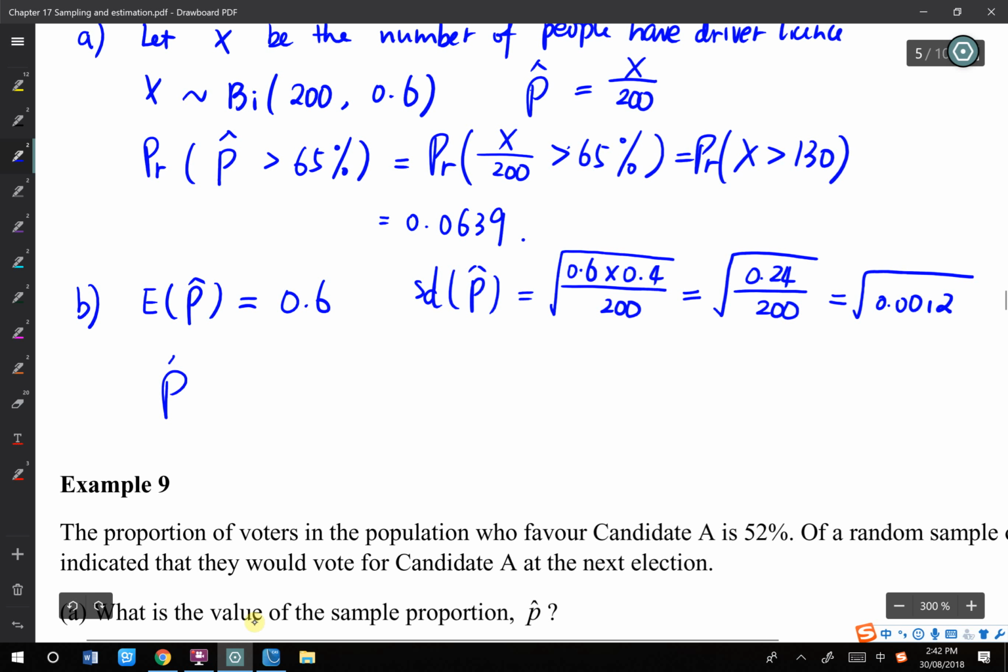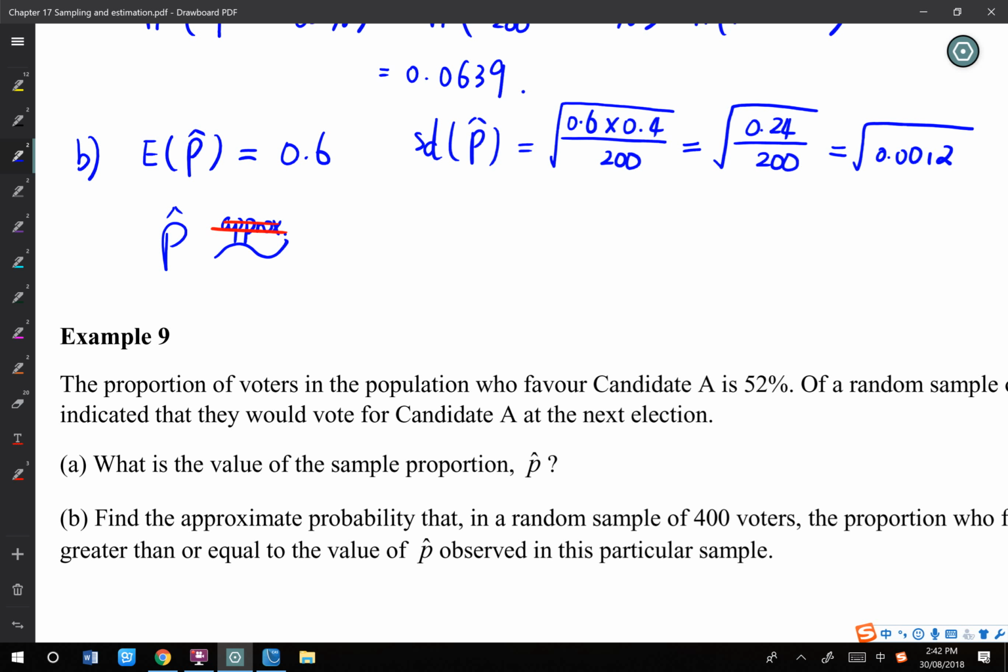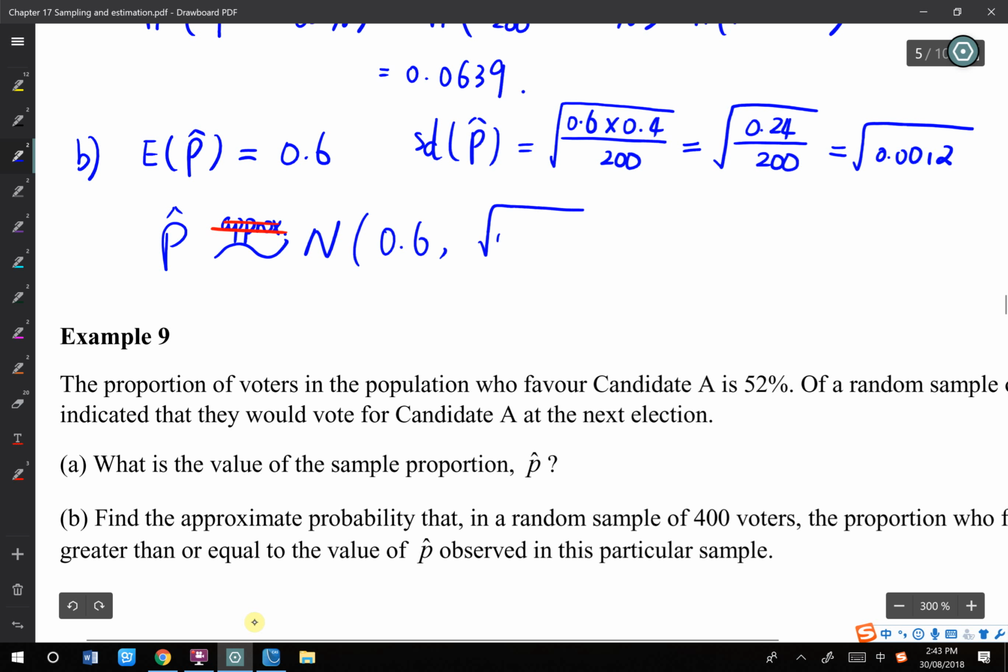So p-hat, because I can use approximate, okay, everyone, when you do approximate, you don't need to write that. I just write it to mention that this is not exact. It's an approximation. P-hat is a normal approximation with the same mu as before and the same standard deviation as before. And then after I know the distribution, we're just looking for p-hat is more than 65%, I can write 0.65 actually.